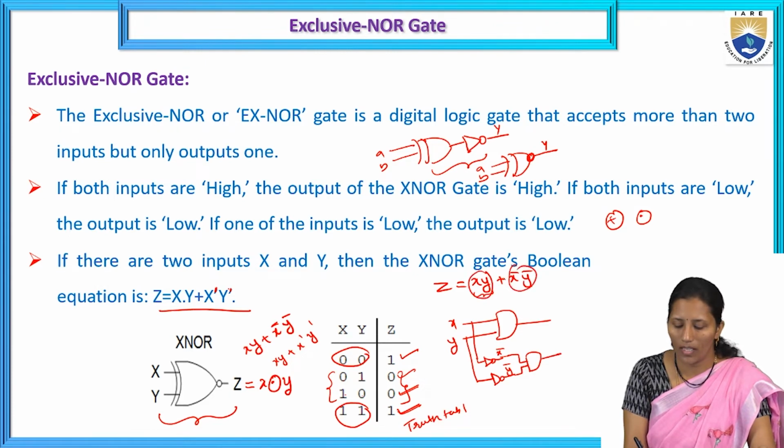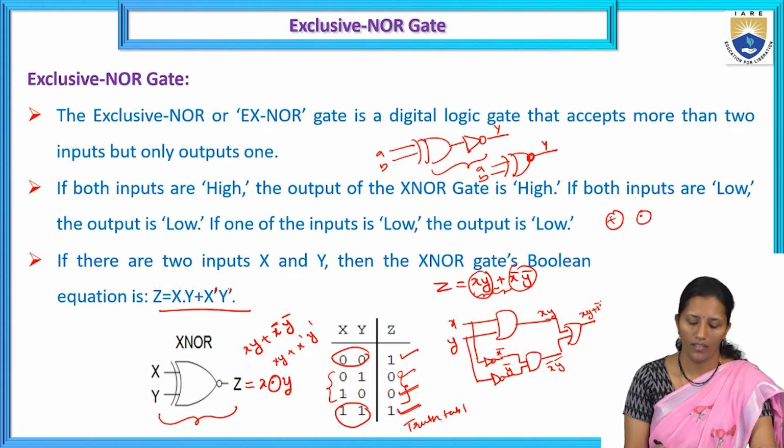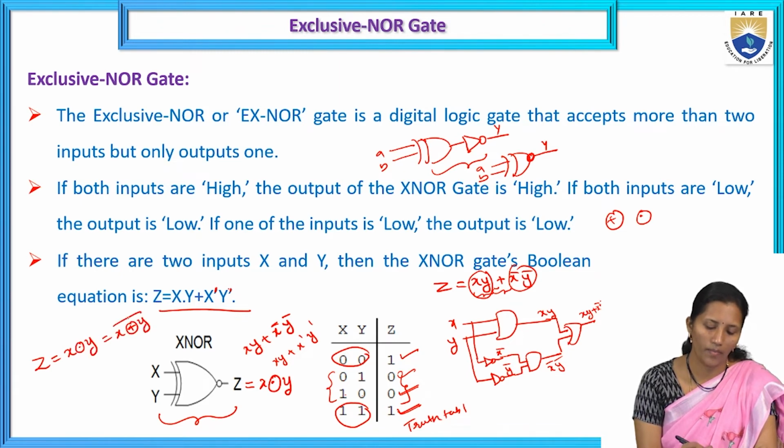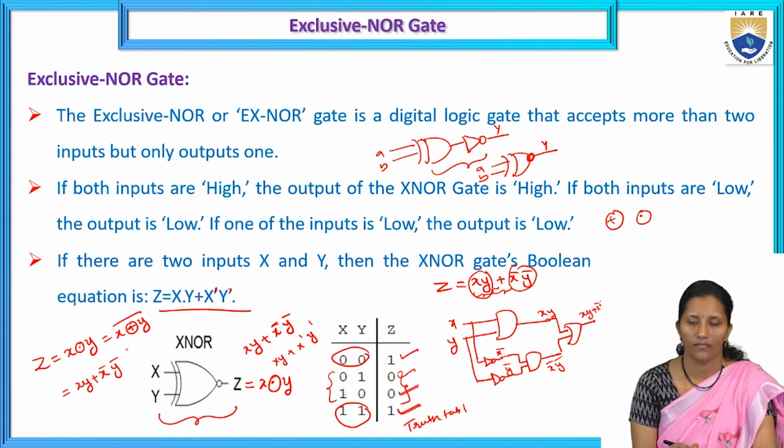Both these terms are added, so in the final place we use the OR gate symbol. Okay, here we are getting XY and X bar Y bar. So this is XY plus X bar Y bar. Okay, so we can write Z is equal to X XNOR Y, that is equal to XY plus X bar Y bar. Okay.